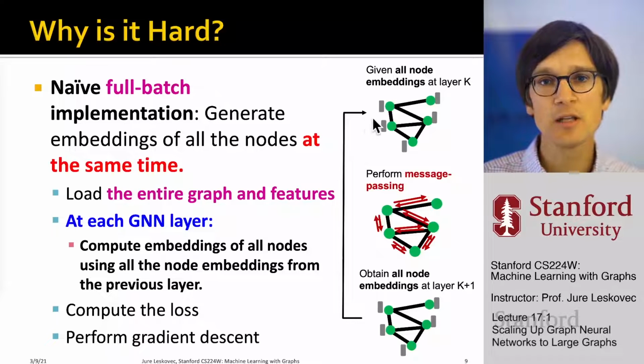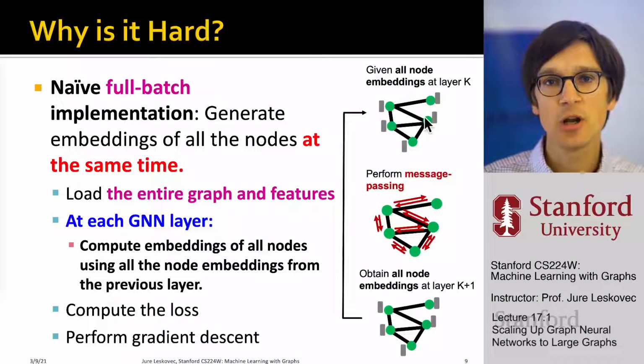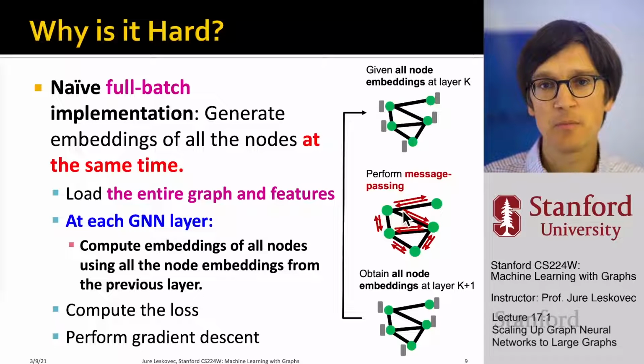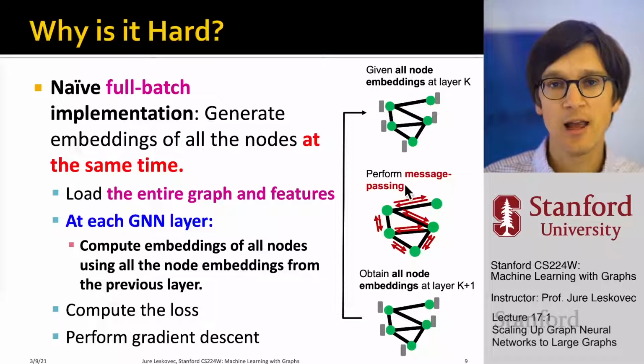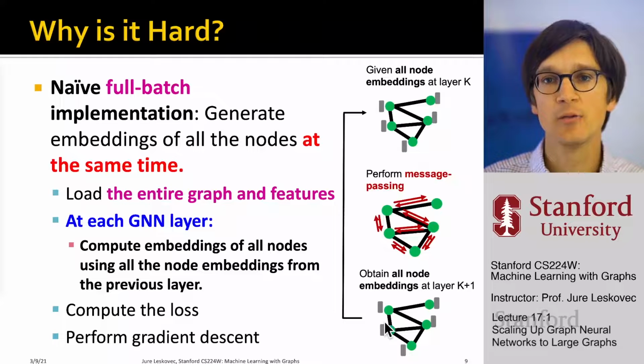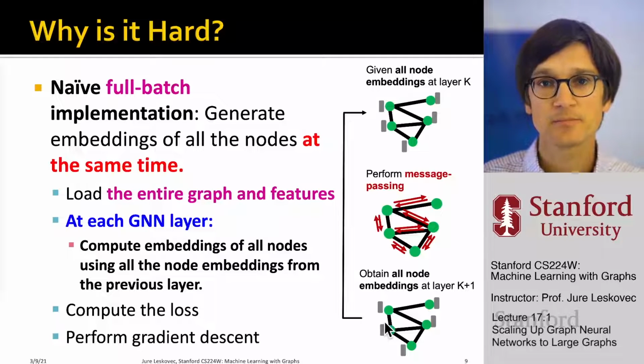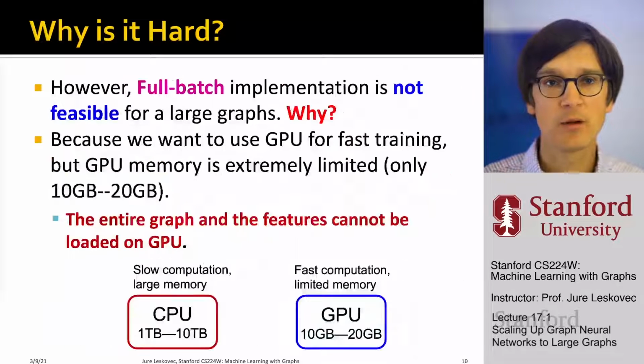So the way you can think of this is I start with the initial embeddings of the nodes, I perform message passing, create the embeddings of the nodes at layer K plus 1. Now I put this here and call this layer K. Again, do the message passing to get to the next layer. And this would be what is called a full batch implementation of graph neural network.